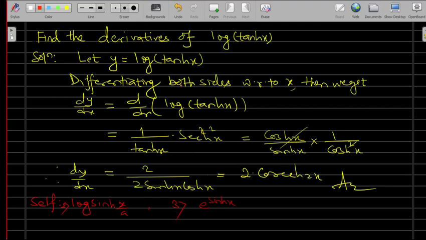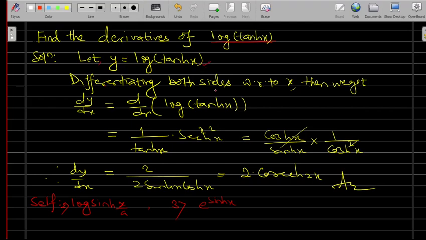Okay, let's move to the question. Find the derivative of log hyperbolic tan x. The derivative of log hyperbolic tan x. So firstly, we have to suppose y equal to log hyperbolic tan x.